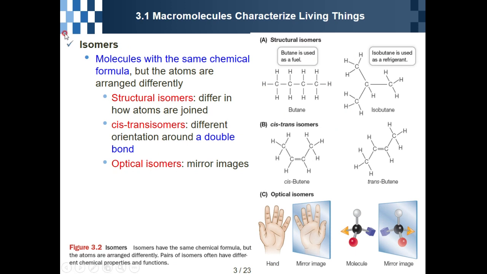Next, we will cover isomer. During my protein engineering course, I teach this concept for 1 hour, but today I will briefly mention the isomer. Isomer, in Korean we call it 이성질체.